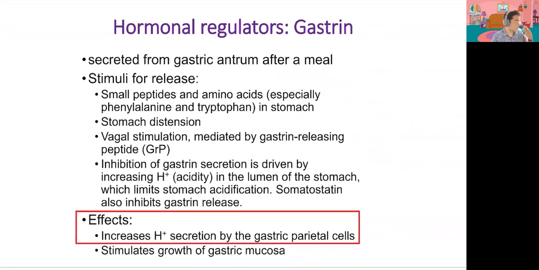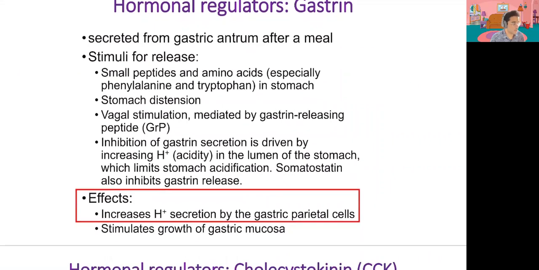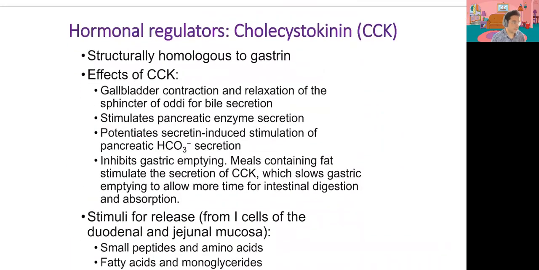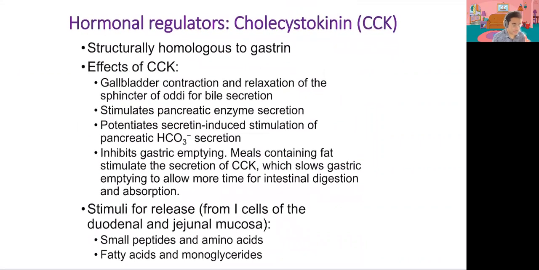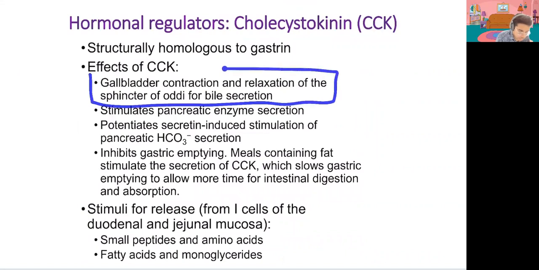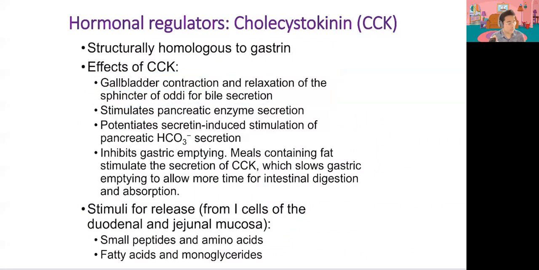Okay, hormonal regulatory, gastrin. It increases, like it sounds like gastric level, increases gastric parietal cell H+ secretions. Cholecystokinin, CCK, important, because remember, it relaxes the sphincter of Oddi. This is a very big buzzword heavy thing. Gallbladder contractions and sphincter of Oddi relaxation.